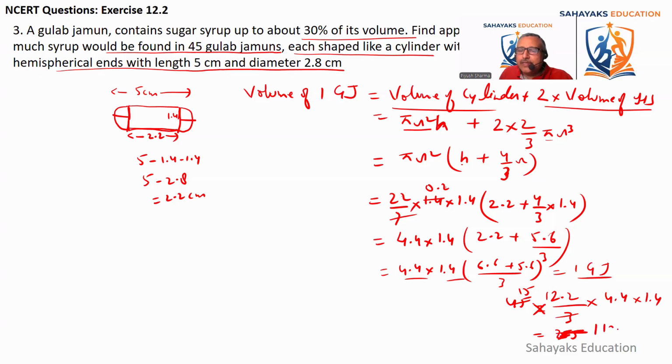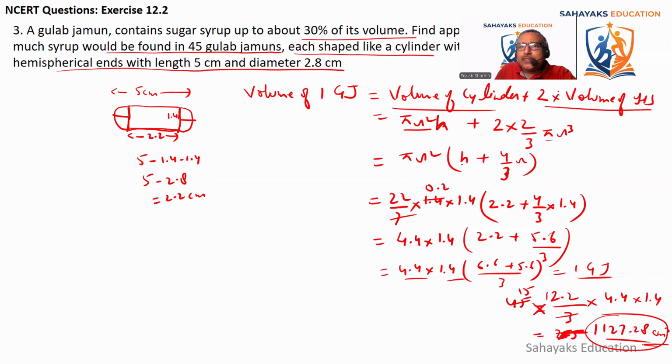Let's cancel. 1127.28. Okay, so this is the answer. I have to mention the unit, centimeter cube. We should remember this is the volume of 45 gulab jamuns.